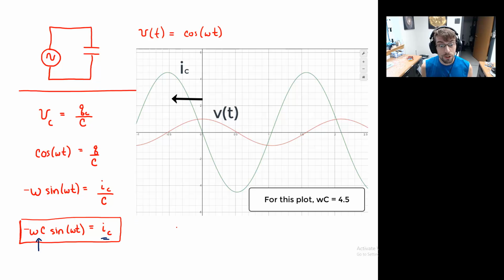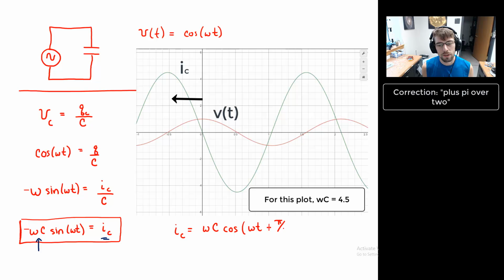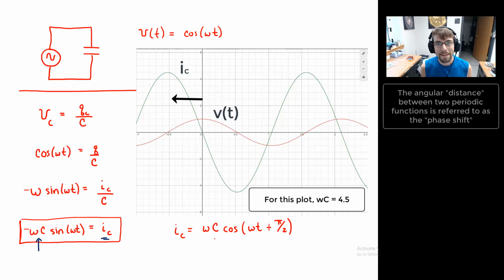In other words, you could write this as I_C equals omega times the capacitance, and if you prefer, you could write this as cosine of omega t minus pi over 2. That takes care of this shifting if you want to present everything as cosines. It's kind of cool. So now let's think about what happens if I treated this using Euler's relation instead. Let's see if we get the same result.